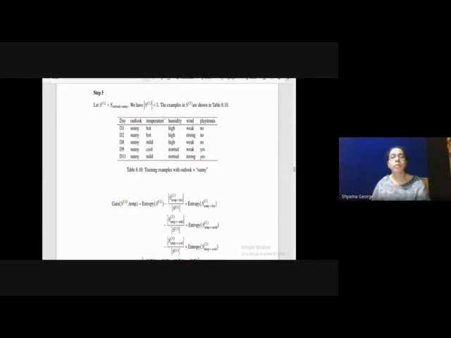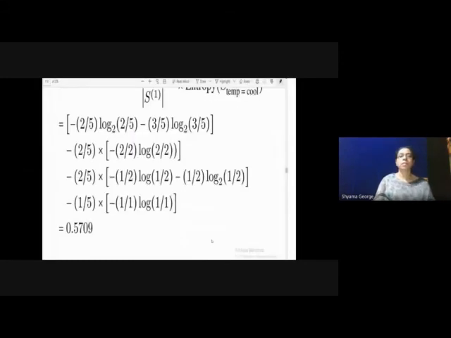So you can find out the gain of S temperature, S humidity, and S wind. Based on the highest value, you can select temperature, humidity, or wind in the next level. For finding out the gain, we can use this formula. This is the entropy of the entire attribute, minus 2 by 5 log 2 to the base 2 by 5, minus 3 by 5 log 2 to the base 3 by 5.